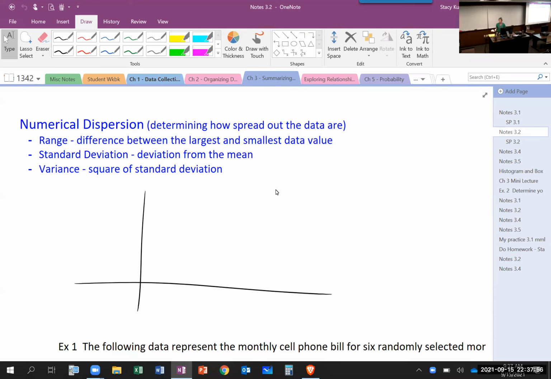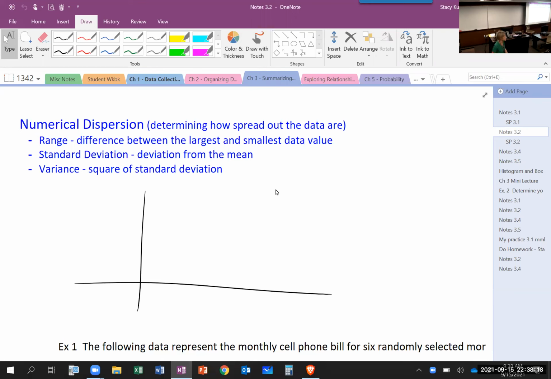So what we're going to talk about is dispersion. If Monday talked about where the center of our data was generally at, where the middle of our data was on average, we would call that a mean. The median is telling us where the middle of our data is, where half of the data is less than that middle, half of the data is greater than that middle.